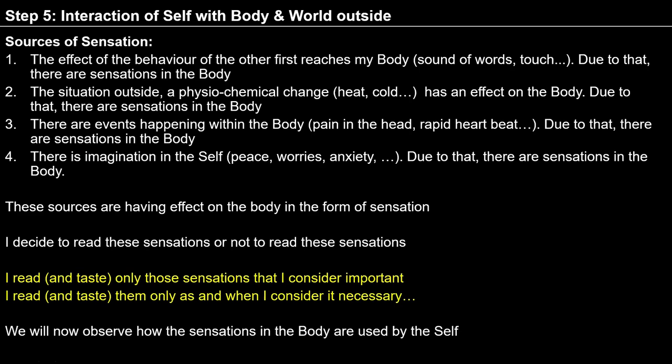In this step number five, we are trying to understand the interaction of this self with the body and the world outside. How the world outside, the body and the self come into the picture whenever there is an interaction, that we will study in this step. If we see, there are sources of sensation. On this screen, a few sources of sensation are written. Number one, the effect of the behavior of the other first reaches my body. Due to that, there are sensations in the body. So this is the first source of sensation.